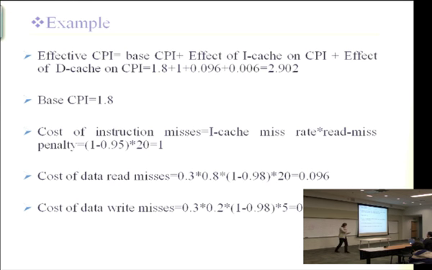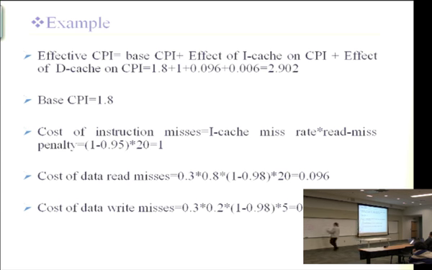For D cache, we have to calculate the cost of write and read. But let's first do I cache. Why? Because it impacts all the instructions. All of them have to be fetched. So cost of instruction miss is I cache miss rate times read miss penalty. And read miss penalty is because in fetching state we are only reading the instructions. We are not writing anything.